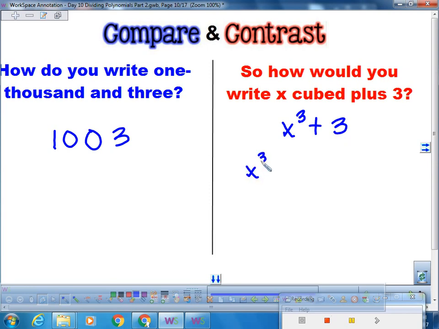So I have an x cubed. I have no x squared. I have no x's plus 3. Okay? So you just have to watch out for those because it's not always evident that you're missing something. So you're going to want to check it.